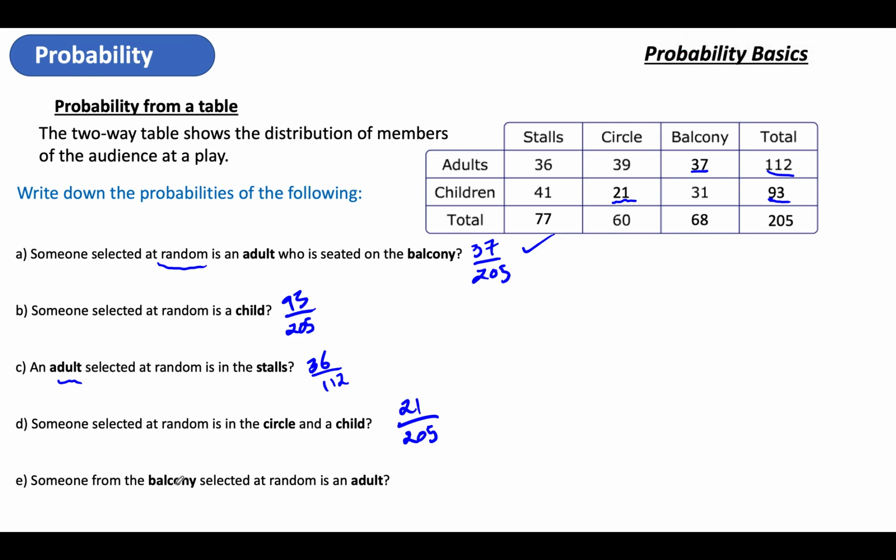Yeah, go away. Right, someone from the balcony selected at random is an adult. Right, someone from the balcony. We have a condition here, so they must be out of... So how many were on the balcony? I'm writing ahead, and I shouldn't be. Right, so balcony. There were only 68, so we know that our fraction is out of 68. What's the probability they were an adult? Well, there were 37 adults on the balcony. So it's 37 out of 68 is the probability that someone from the balcony is selected at random and they are an adult.